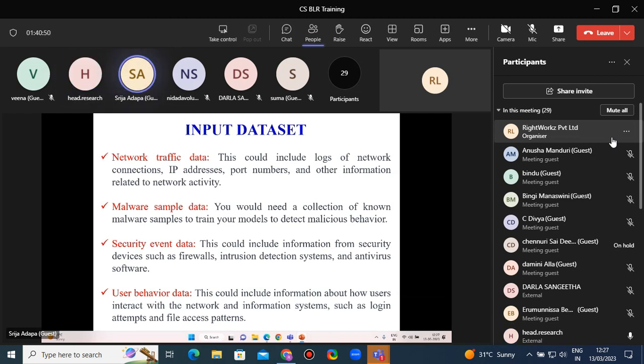Network traffic data. This includes logs of network connections, IP addresses, port numbers, and other information related to network activity. Malware sample data. You would need a collection of known malware samples to train your models to detect various malicious behavior. Security event data. This could include information from security devices such as firewalls, intrusion detection systems, and antivirus software. User behavior data. This could include information about how users interact with the network and information systems, such as login attempts and file access patterns.